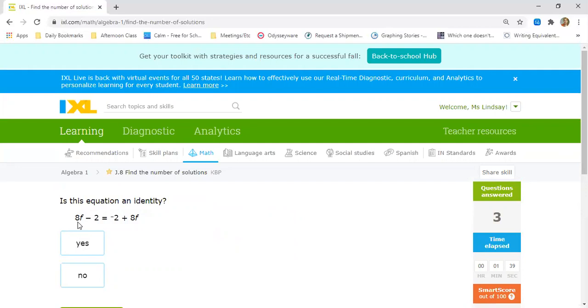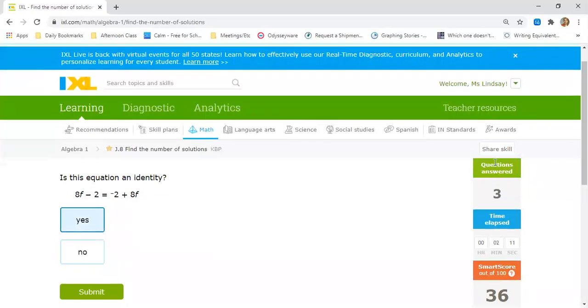So this says 8f minus 2 is equal to negative 2 plus 8f. And it's asking, is it an identity? Remember, identity means it has infinite solutions. So are those two things exactly the same? Well, the 8f is positive. The 8f on the right is positive. This is a negative 2. This is also a negative 2. That is an identity because they are really the same thing. Also, if you tried to get your f's together and subtracted 8f, you'd have negative 2 equals negative 2. It would be the same true statement with no variable.